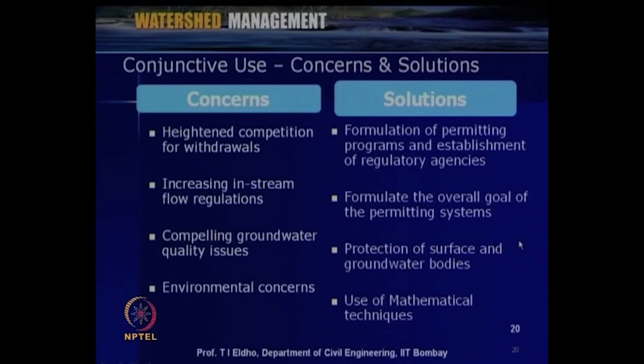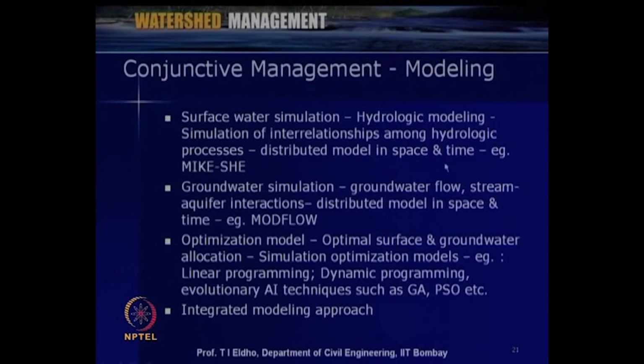We can find out appropriate plans, then implement them and find the appropriate measures. As we discussed, modeling always helps in conjunctive management. If surface water is concerned, we can go for surface water simulation using hydrologic modeling, simulating the interrelationships among various hydrological processes. We can go for distributed or lumped models in space and time. For example, available models like MIKE SHE or other models we can utilize.